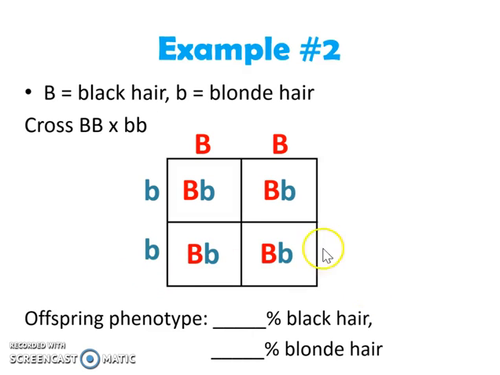Well, considering that the only thing that Dad had to give was a capital B, every single one of these is going to have a capital B. So that means that that is dominant. So all of the children will have black hair, 100%. This is a recessive trait. So even though Mom had blonde hair, none of her kids are, because Dad had the dominant trait that's going to take over. So 0% blonde hair. No chance. Sorry, kids.